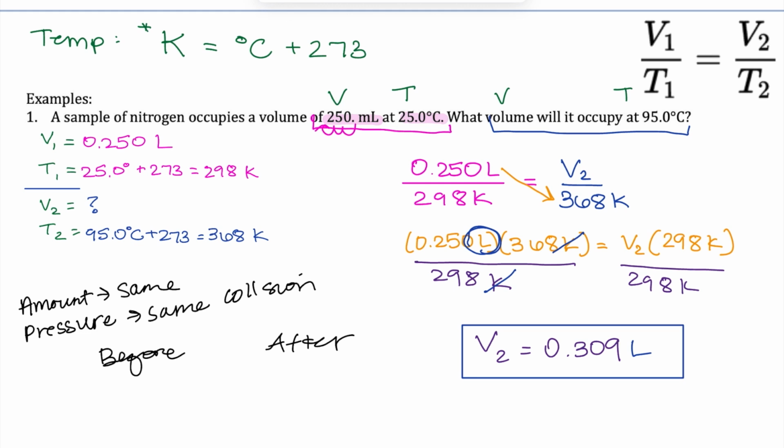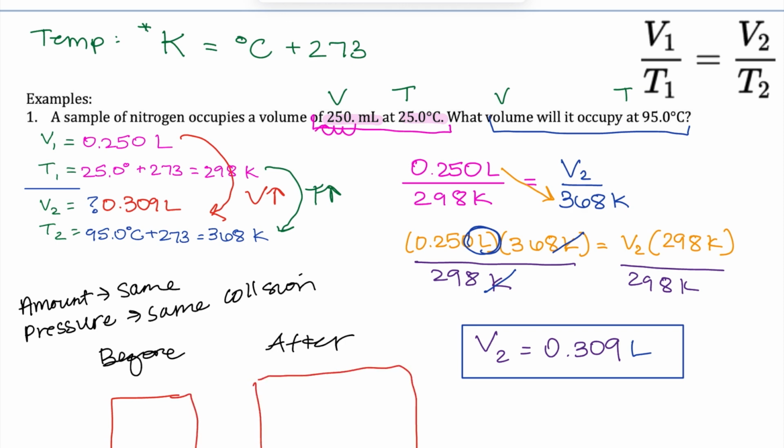Well, I've got my volume went from 0.250 liters to 0.309 liters. So our volume went up, and we could have expected that because our temperature went up. And so we're going to show that volume increasing. The volume we show by the size of our container. You could do a circle, you could do a square. So let's just show, okay, there's that volume.